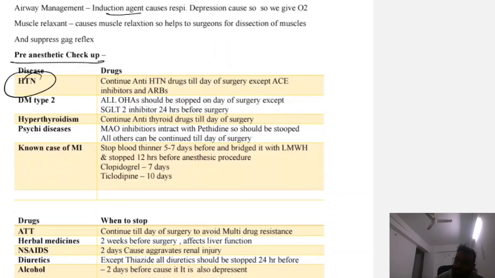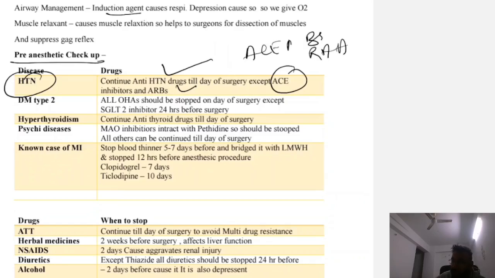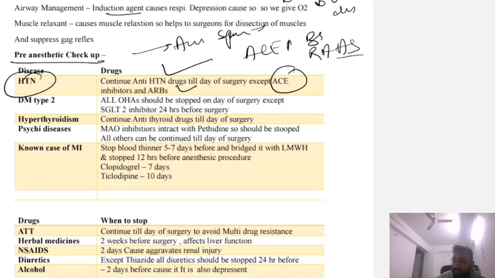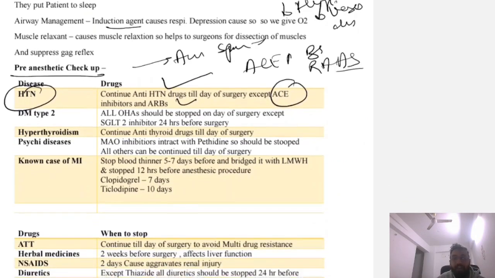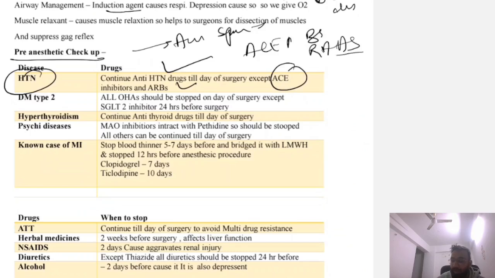If the patient is on an antihypertensive drug, you have to continue the antihypertensive drug except ACE inhibitors and ARBs. Why? Because ACE inhibitors block the renin-angiotensin mechanism, and when you give spinal anesthesia, it causes vasodilation, it causes sudden hypotension. So you need the renin-angiotensin mechanism to recover, and ACE inhibitor is blocking that mechanism. So you can continue the antihypertensive drug except the ACE inhibitor.